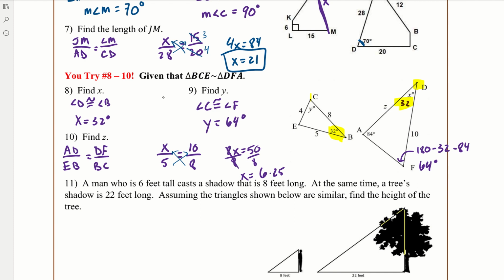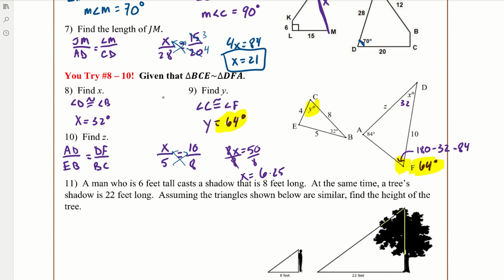To find Y, that is angle C. Well, angle C is congruent to angle F. They didn't tell me what angle F is, but if I remember from last chapter, I know the triangle sum theorem, that all 3 angles inside the triangle sum to 180 degrees. So I could figure out angle F at 64 degrees, and that means that Y is 64 degrees. Lastly, they wanted me to find side length Z. So I'm going to go ahead and set up a proportion.